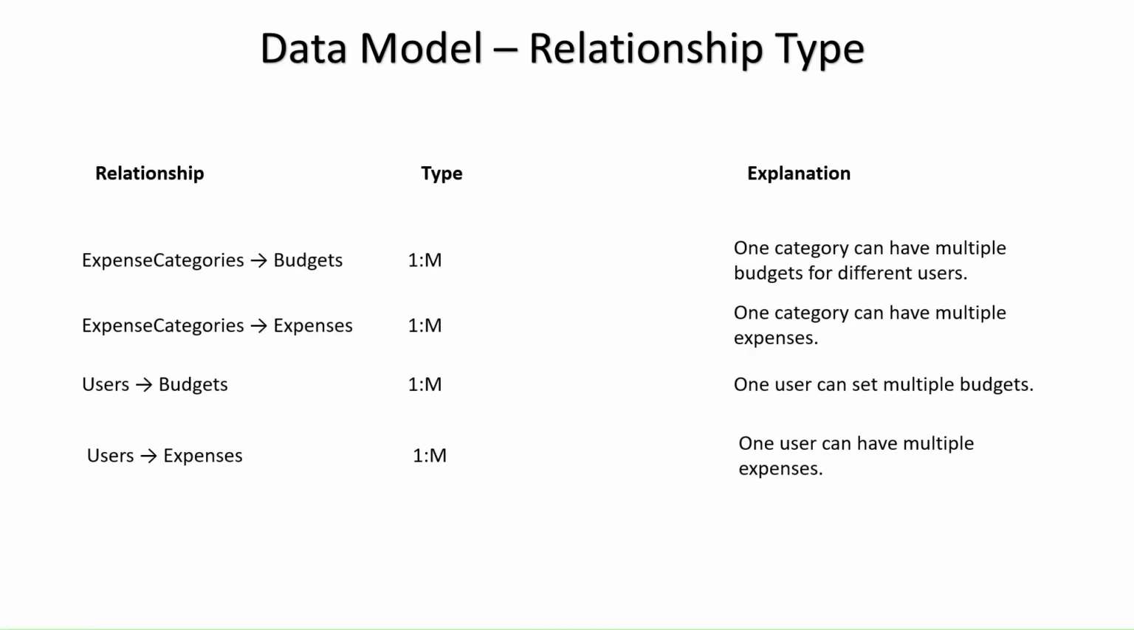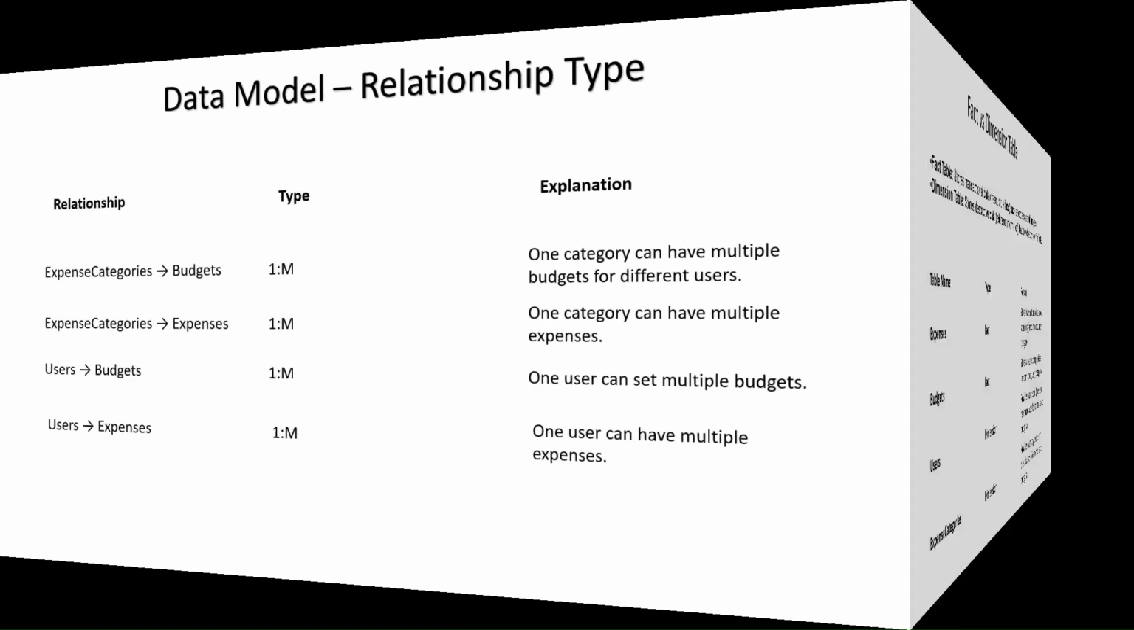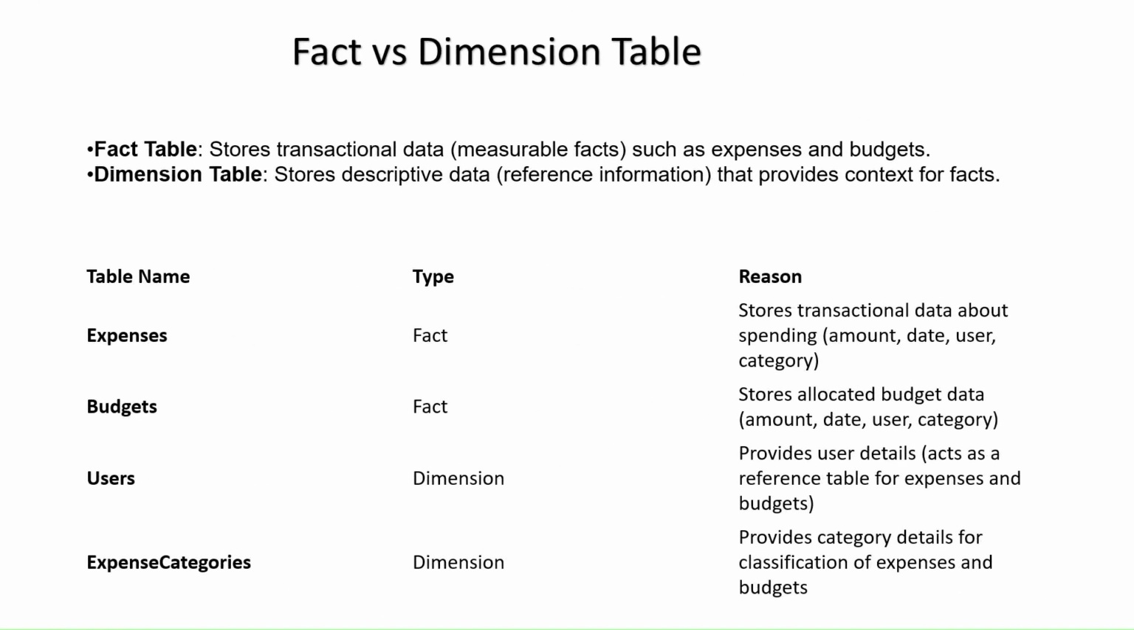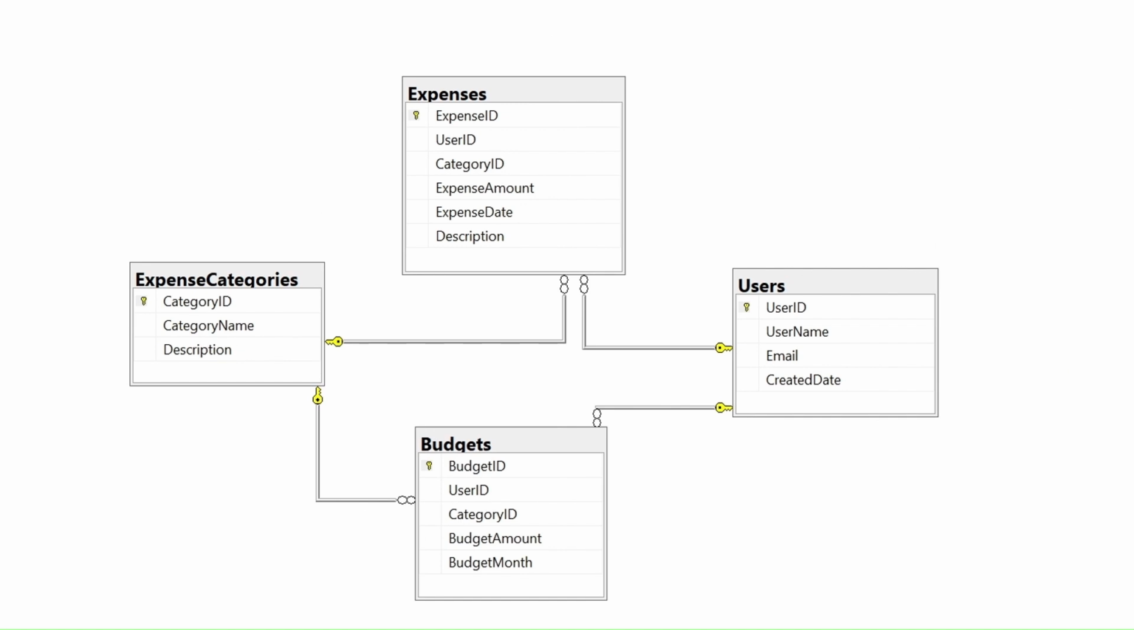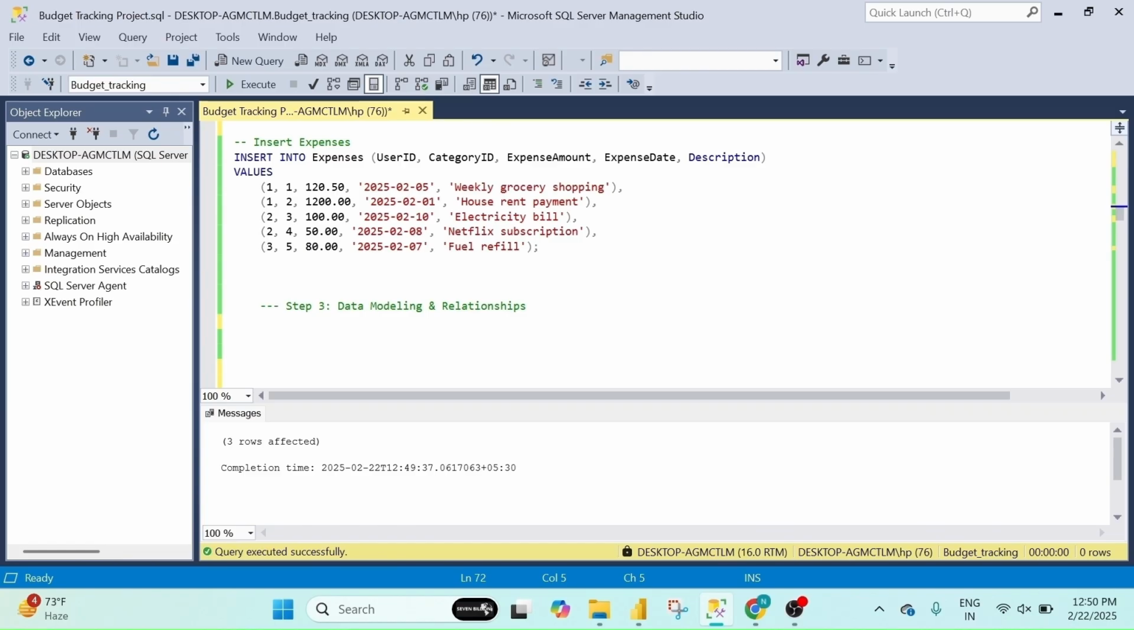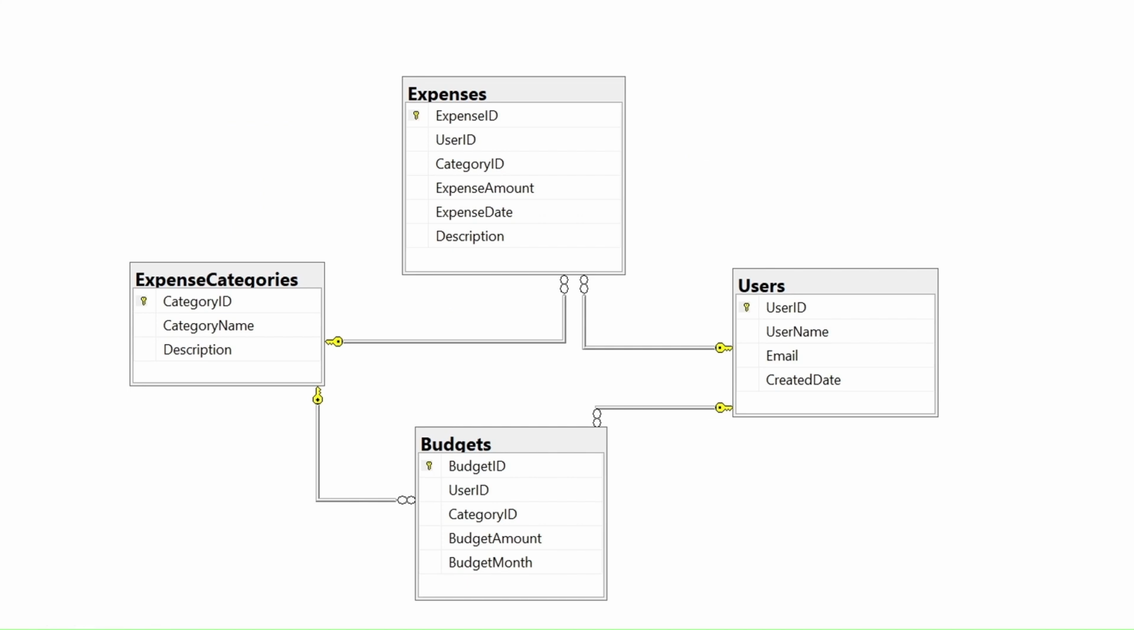The tables can be classified into fact tables and dimension tables based on a star schema approach used in data warehousing. Let me explain what a fact and dimension table is. A fact table stores transactional data, measurable facts, such as expenses and budgets. A dimension table stores descriptive data, reference information, that provides context for facts. You can view the details in the matrix. Here is the complete data model diagram that I created in SQL Server. Here the data modeling steps are completed.